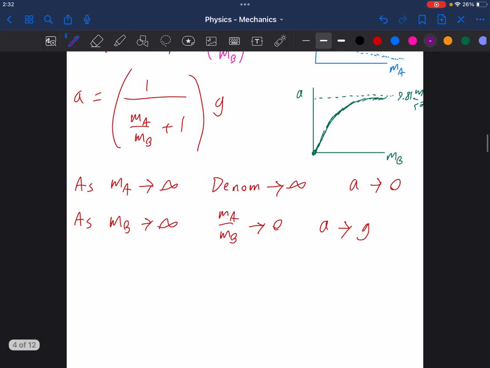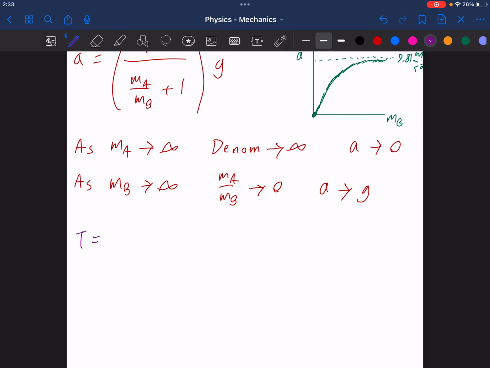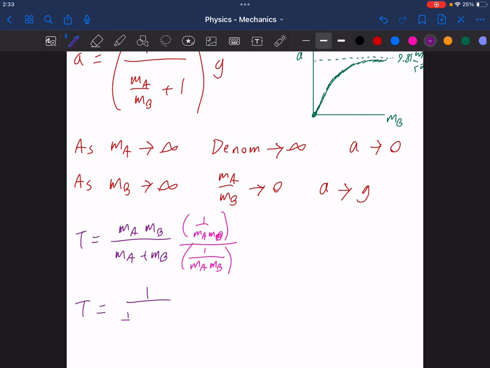Let's rewrite that tension equation. Tension is equal to the mass of A times the mass of B divided by the mass of A plus the mass of B. Again, in order to take a limit, let's multiply this equation by 1, meaning multiply it by 1 over the mass of A times the mass of B divided by 1 over the mass of A times the mass of B. Right, and doing that, my numerator will cancel out, and I'll get just mass of A and mass of B once in this equation. So I end up with tension is equal to 1 over the mass of B plus 1 over the mass of A.